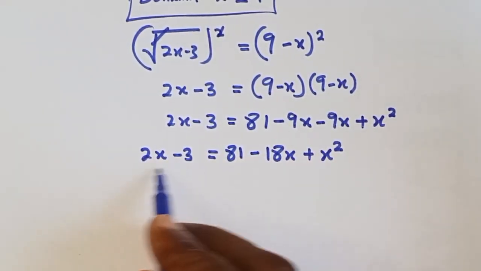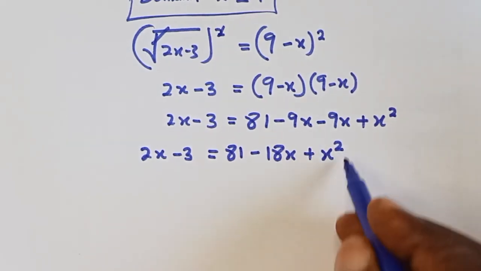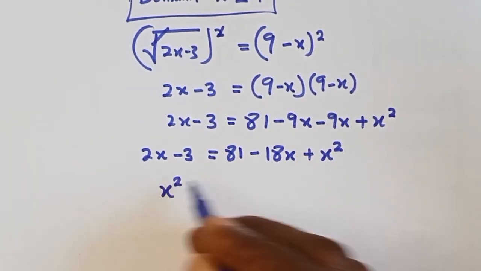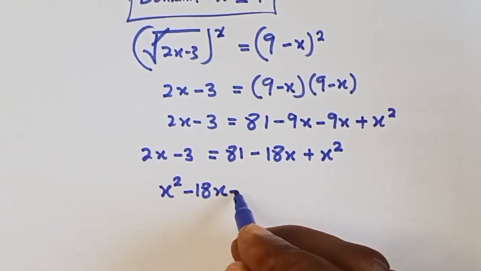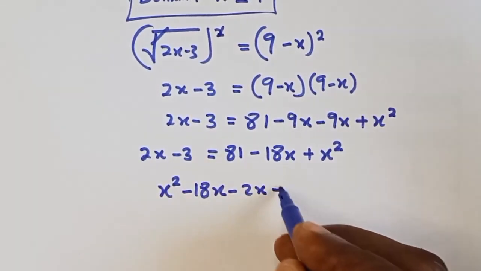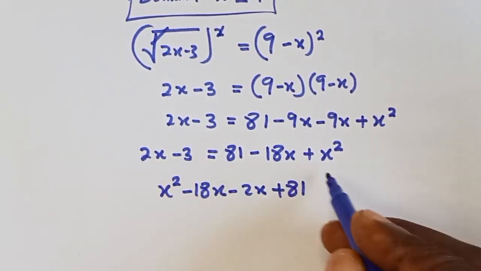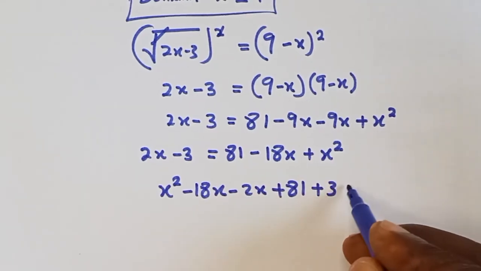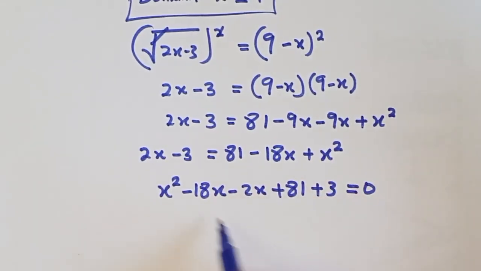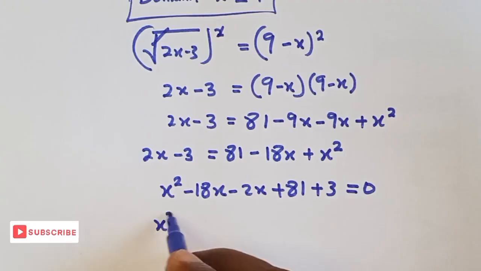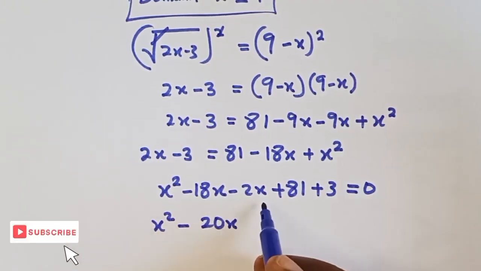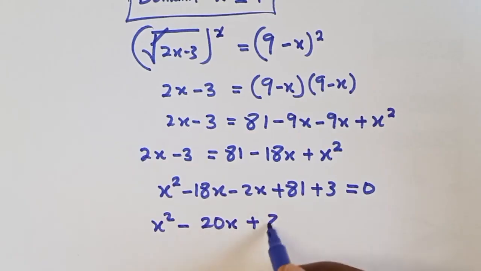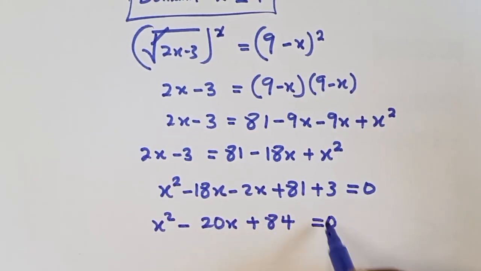Let's move 2x minus 3 to the other side, and we start with x squared. So we have x squared, minus 18x, then we move this 2x, it becomes minus 2x, plus 81, we move this minus 3, it becomes plus 3, everything equals 0. So now we have x squared, minus 20x, because minus 18 minus 2 is minus 20, and then plus 84, everything equals 0.